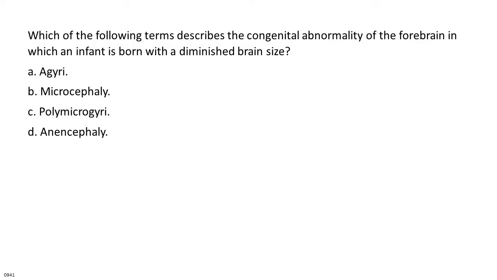Which of the following terms describes the congenital abnormality of the forebrain in which an infant is born with a diminished brain size? A. Agyri. B. Microcephaly. C. Polymicrogyri. D. Anencephaly.